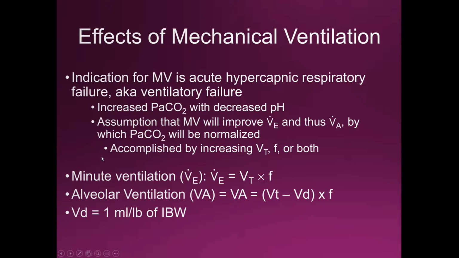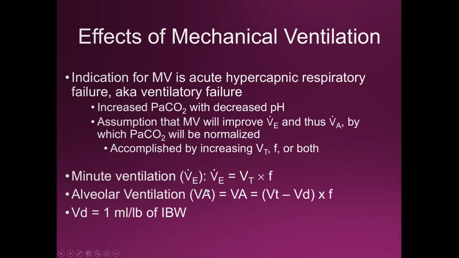The assumption is that mechanical ventilation will improve minute ventilation and thus alveolar ventilation, by which PaCO2 will be normalized. That's what we need to do. We need to increase our alveolar ventilation, therefore improving our minute ventilation. This is based on manipulating our tidal volume, our frequency, our respiratory rate, or both at the same time. And again, these two, when multiplied together, give us our minute ventilation. And it is these two that affect our PaCO2.